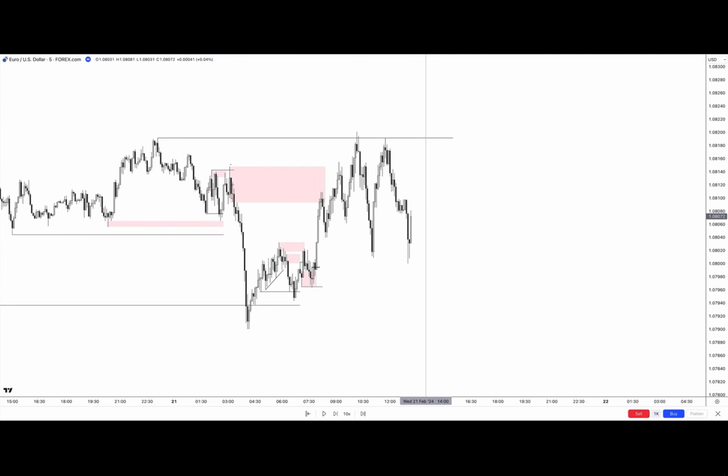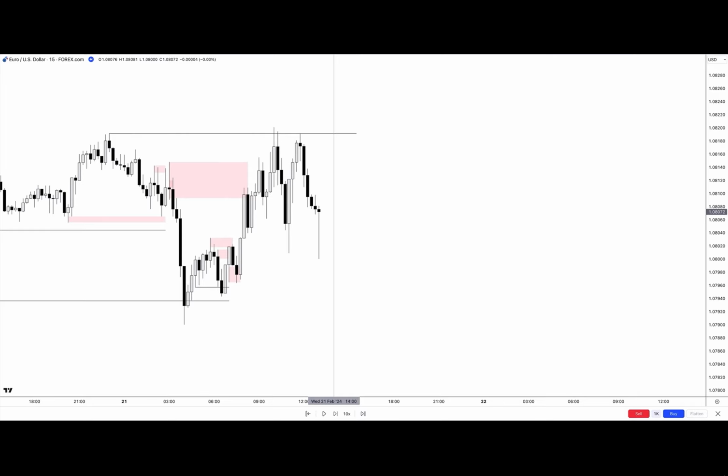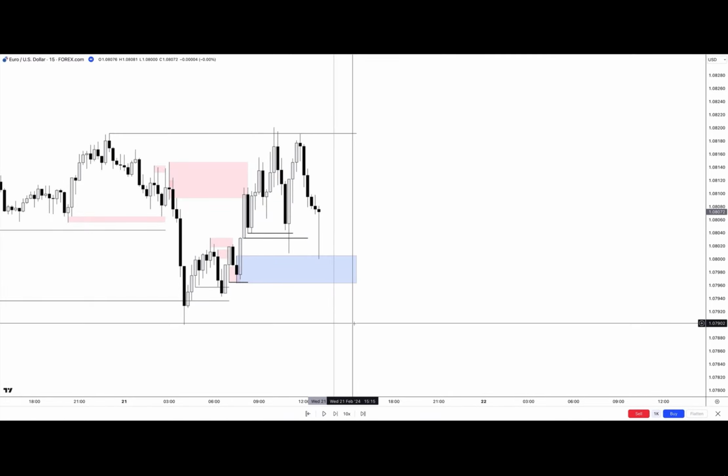But either way, I took an entry here. As we know, we ended up taking out this low, leaving a liquidity block. So anywhere in this area. You can see how we actually ended up selling off. I wasn't home at this time. So anywhere within this imbalance was essentially a valid entry.